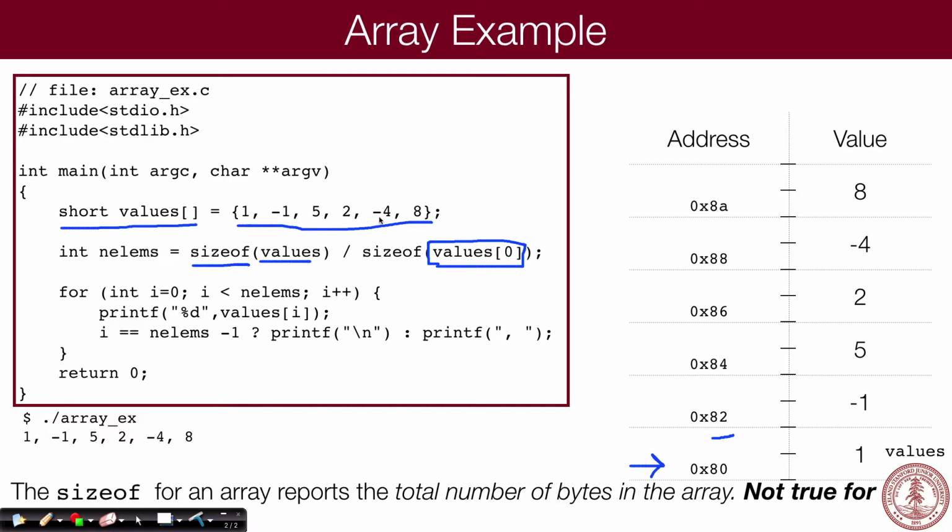2, 4, 6, 8, 10, 12. If we do sizeof values, and that's on the next slide, I think, sizeof values will give you 12 in this case. sizeof values[0] gives you 2 bytes because it's the size of a short. When you divide the two, 12 divided by 2 gives you 6, which tells you how many elements there are in that array. Pretty clever, huh? That's how you do that.